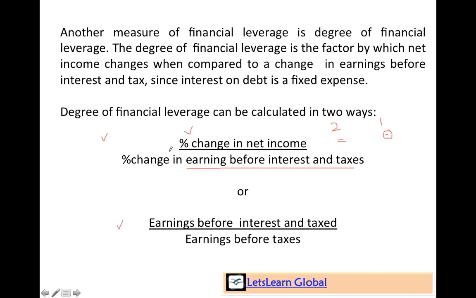If at all a single year income statement is given, you should use this formula: EBIT divided by EBT. If this ratio tells us that it is 1.2, it means that to get $1 of additional EBT, you should earn $1.2 of EBIT.